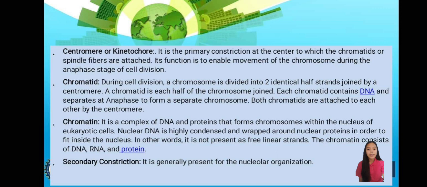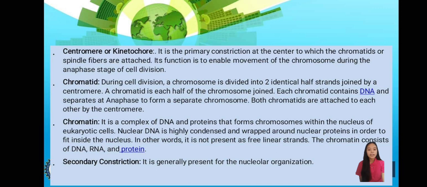So, centromere or kinetochore, ito yung primary constriction in the center na kung saan yung chromatids or spindle fibers ay nagsasama or nag-a-attach to each other. And function nito ay para makagalaw ang mga chromosome during anaphase stage. Next, chromatid. During cell division, ang chromosomes ay nahahati sa dalawang identical strands na nagjo-join o nagsasama sa centromere. Yung chromatid ay naglalaman ng DNA at naghihiwalay during anaphase para makabuo ng magkahiwalay na chromosomes.